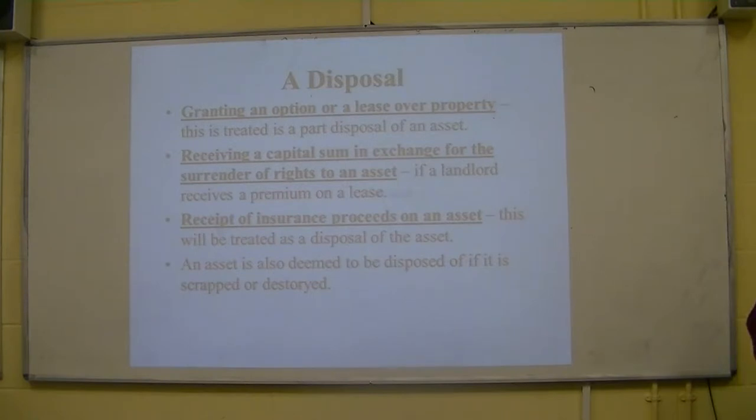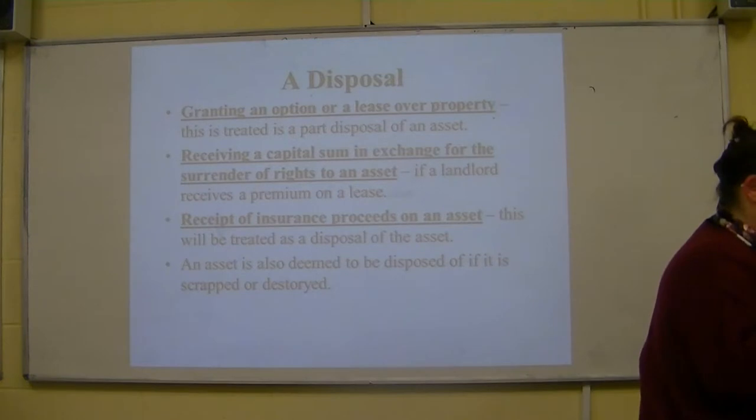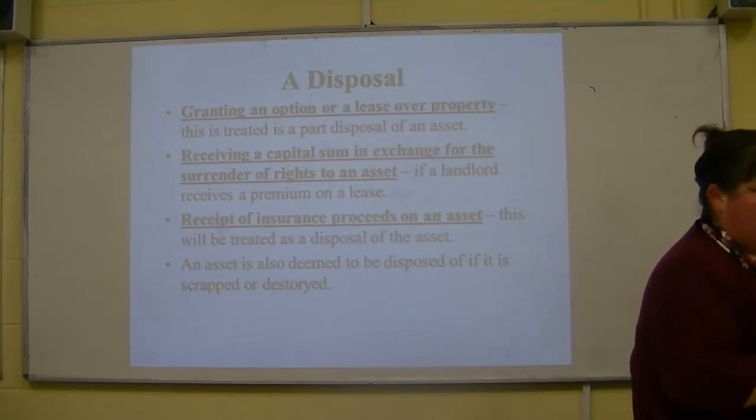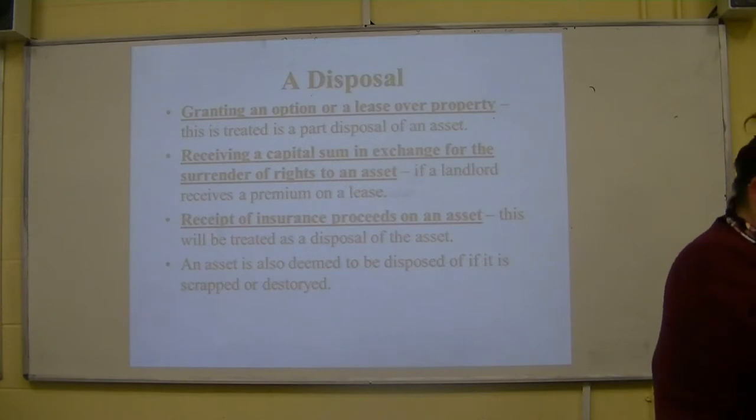And the money just goes back into actually building the building again. An asset passing, okay, an asset deemed to be disposed of if it is scrapped or destroyed. That would be, for example, if you use an item in a business, that's what I'm talking about there, if it's scrapped or destroyed as well.